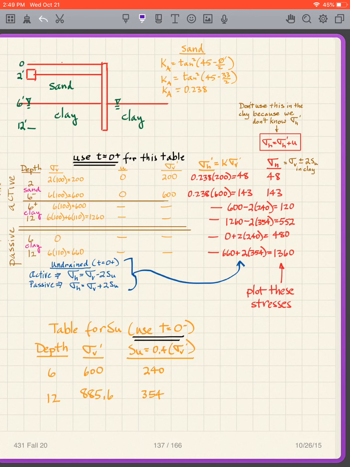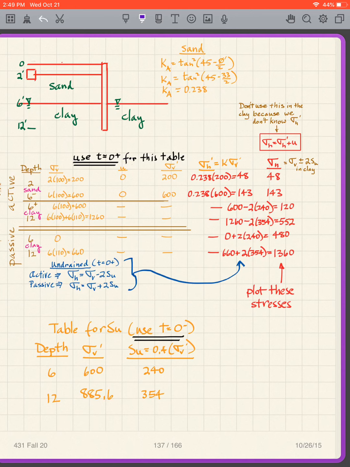And I start with the sigma v's. Well, I'm not going to go over all of those, but at those depths, you can figure the sand is dry, so this is just 2 times 100, 6 times 100. That's the same. And then I have my 6 times 100 plus 6 times 110 at 12. That gives me 1260. On the other side, in the passive zone, I've got 6 times 110. So we have those. Now, notice we come up with U.